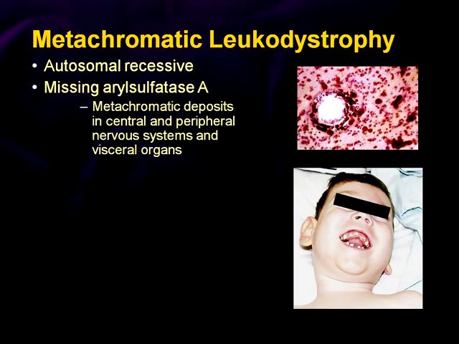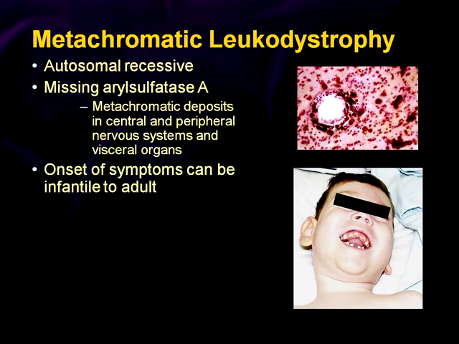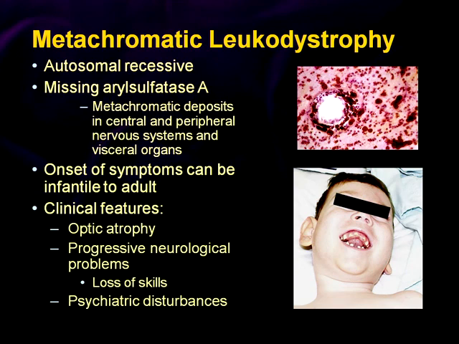Metachromatic leukodystrophy is autosomal recessive. You're missing your arylsulfatase A, and then you get metachromatic deposits in the central and peripheral nervous systems and visceral organs. Onset of symptoms can be infantile to adult, and clinical features include optic atrophy, progressive neurologic problems with loss of skills, and psychiatric disturbances.